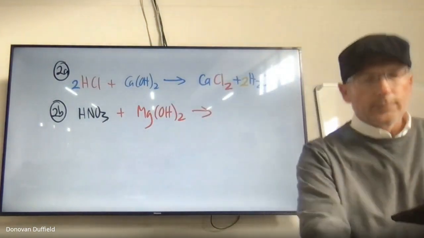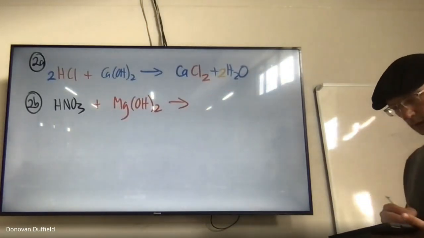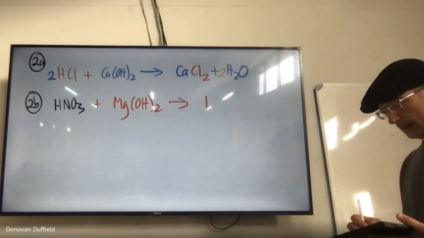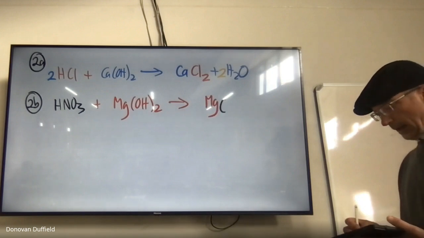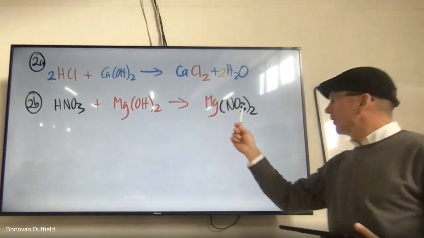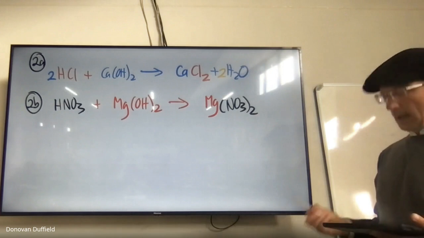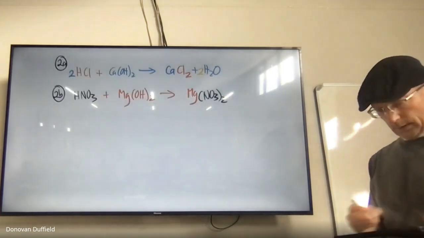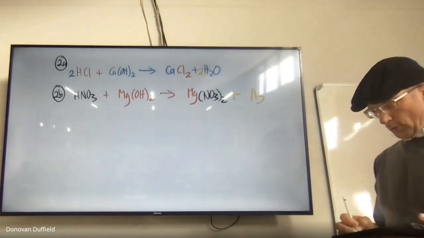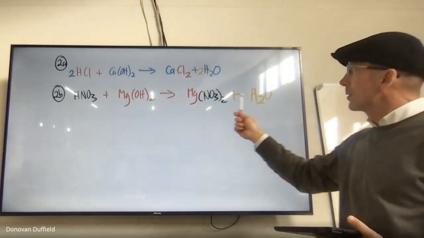Right. So now the salt is going to be magnesium nitrate, Mg(NO3)2. Mg plus 2, NO3 minus 1, drop and swap, right, and it produces water, H2O.